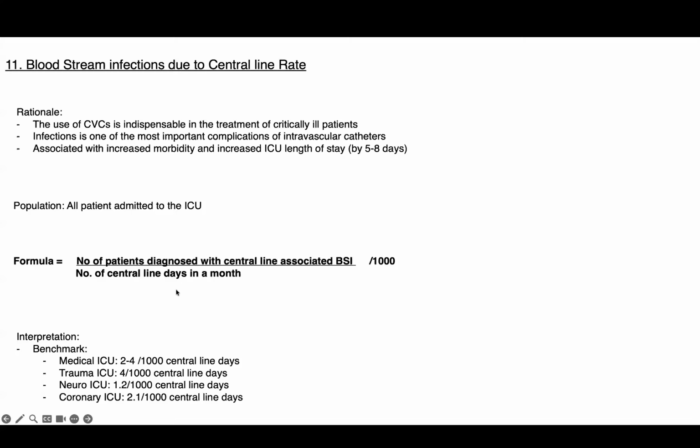So the benchmarks that you need to know is in a medical ICU, it is 2 to 4 per 1000 central line days. Trauma ICU, it is 4 per 1000 central line days. Neuro ICU is 1.2 and coronary ICU is 2.1.